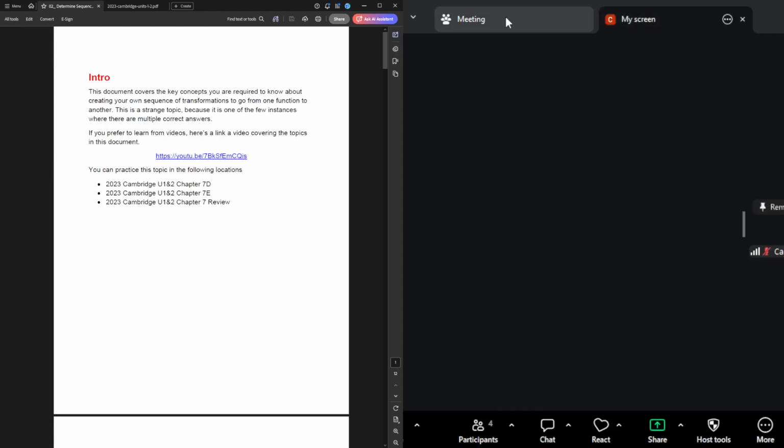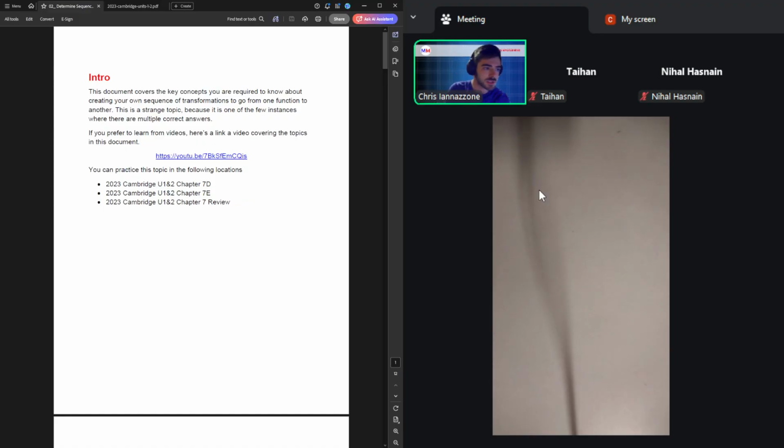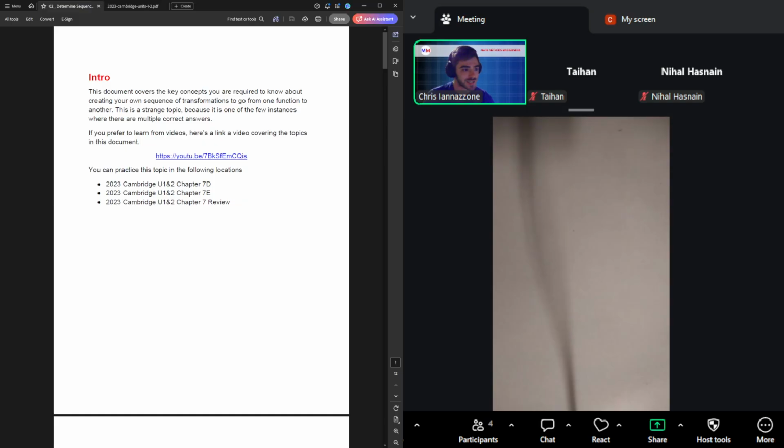Cool. Okay, so last class we had a look at the transformation stuff. It was all about the application of transformations to a function, having already known what the sequence was. Now we're doing the opposite. Now we're trying to look at the functions that we have and figure out what sequence would take us from one to another.